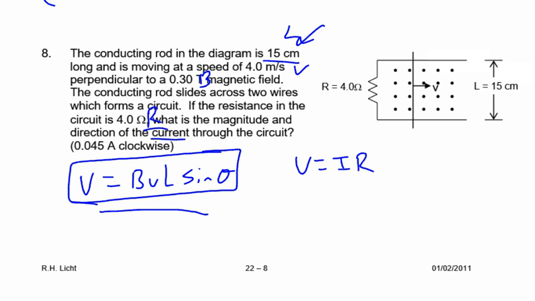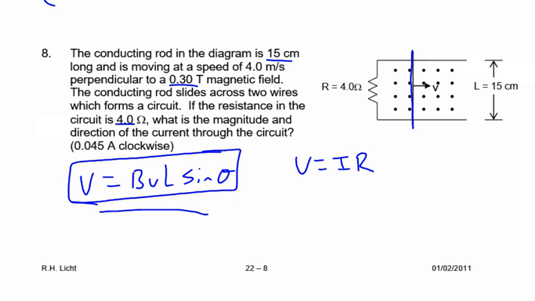And the only little quirk here, we'll read it. It says the conducting rod in the diagram is 15 centimeters long, so that's this one, and is moving at a speed of 4 meters per second, perpendicular to a 0.3 Tesla magnetic field. The conducting rod slides across two wires which form a circuit. If the resistance in the circuit is 4 ohms, and we haven't really talked much about ohms, what is the magnitude and direction of the current through the circuit?